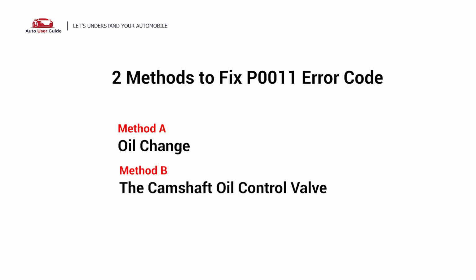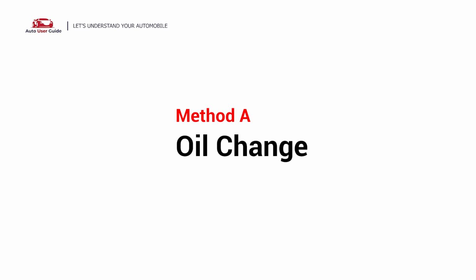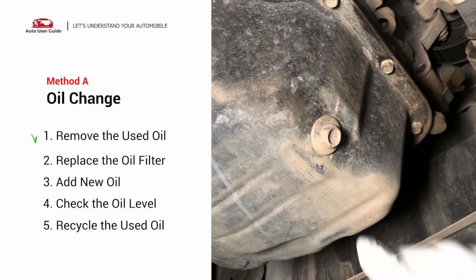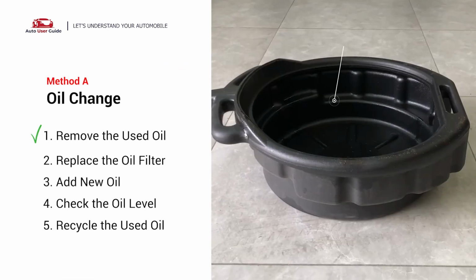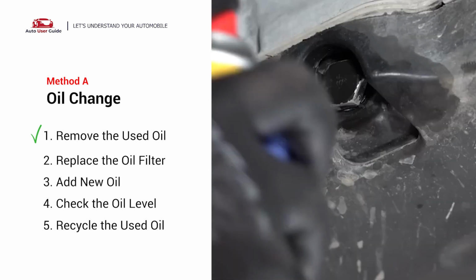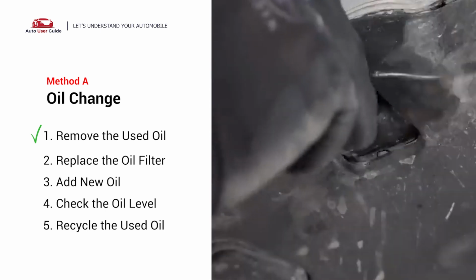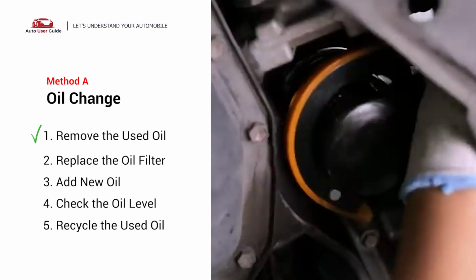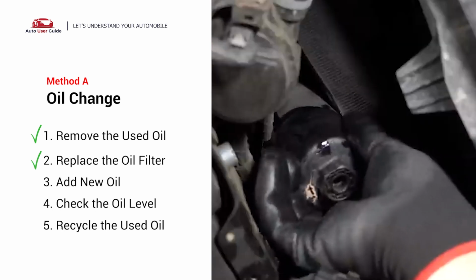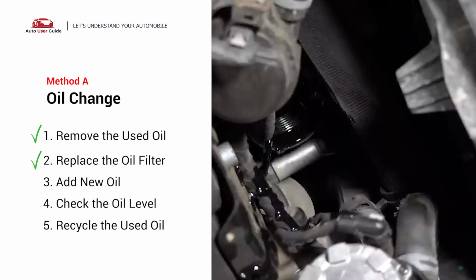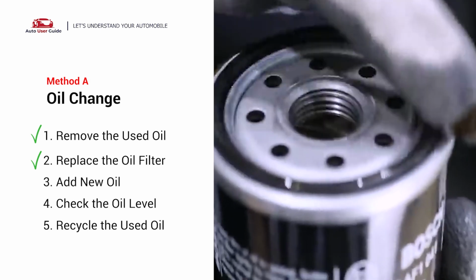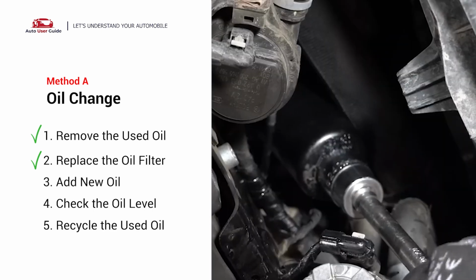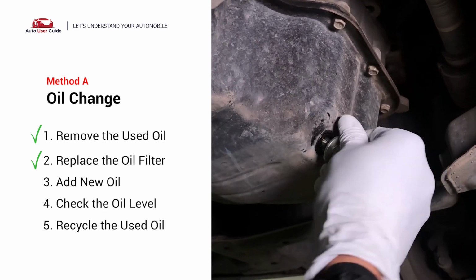Here are two simple practical methods to fix the problem. Method A, oil change. Locate the oil drain plug on your vehicle and place an oil collection pan underneath it. Loosen the nut. Drain the engine oil. When the flow of the oil gets slower, use the oil filter wrench to loosen the oil filter. Apply some seal on the new oil filter. Now tighten the filter in its place. Then retighten the nut.